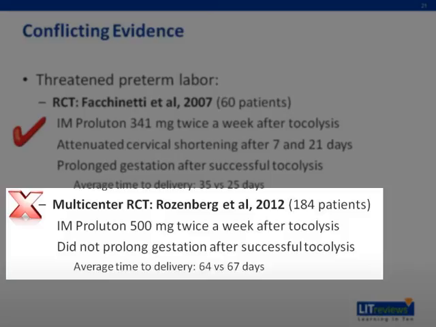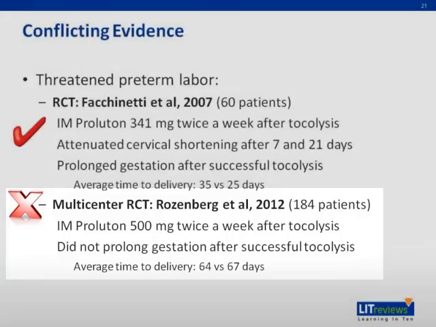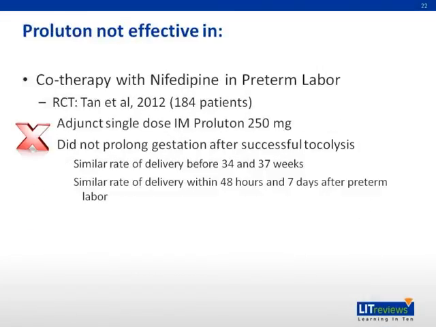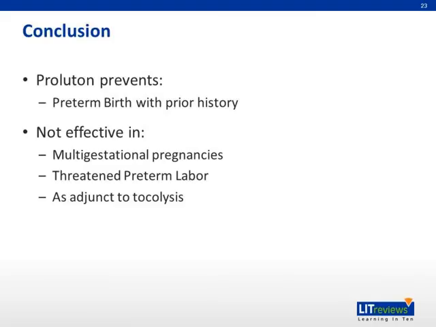Besides these two studies, there has been other research done with progesterone, and they too have not yielded positive results with respect to threatened preterm labor. Finally, Proluton has not been shown to be effective with tocolytics in acute preterm labor. To summarize, Proluton has been shown to benefit patients with a previous history of preterm birth and is not effective in multi-gestational pregnancies, threatened preterm labor, or as an adjunct to tocolysis.